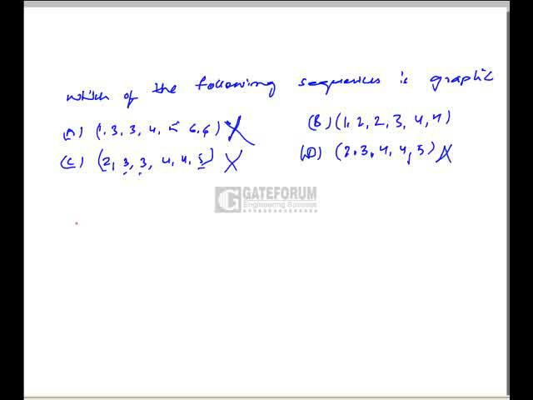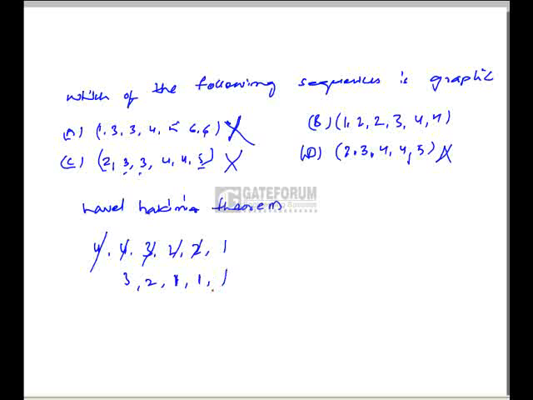Let us apply the Havel-Hakimi theorem to option B. Here option B is 1, 2, 2, 3, 4, 4. In order to apply the Havel-Hakimi theorem, first of all we have to arrange the degree sequence in decreasing order. That means this sequence would be 4, 4, 3, 2, 2, 1. Here remove the first vertex and also remove the corresponding edges, meaning subtract 1 from each of the next four, giving 3, 2, 1, 1, 1.